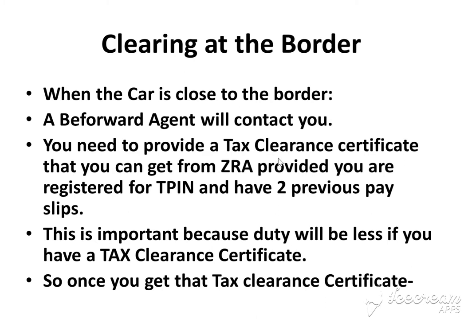Once the car has been loaded on the vessel, it will be cleared at the border. Actually, when the car is close to the border, a Forward agent will contact you. You need to provide your tax clearance certificate that you can get from ZRA, provided you are registered for TPIN and have 2 previous payslips. This is important because duty will be less if you have a tax clearance certificate. So once you get that certificate, send it to the Forward agent and he will start preparing how much duty you are supposed to pay.